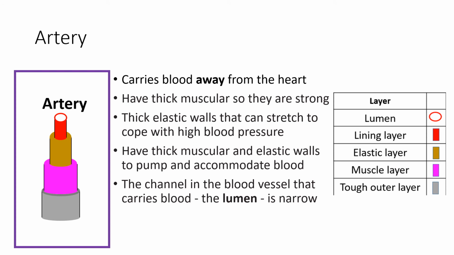We'll start with the artery. Arteries carry blood away from the heart, and that word away is extremely important because later on you're going to have to name some specific arteries. They have thick muscular walls, they're very strong. They also have thick elastic walls, and these things work together so that the arteries are able to cope with the high pressure of blood traveling through them because they're so close to the heart.